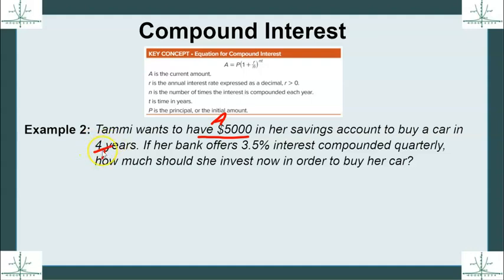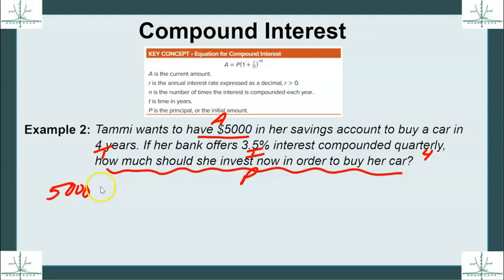The T is 4. The interest is 3.5%. Quarterly means 4. That's our N. We want to find how much does she invest now. This is our P. So to solve this one, I want $5,000 in the account. The principal amount, I don't know. That's what we're trying to find. So I'm going to use P there.